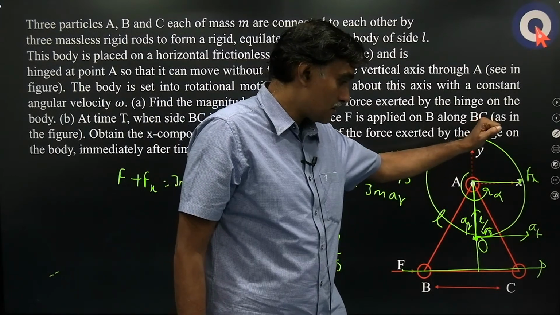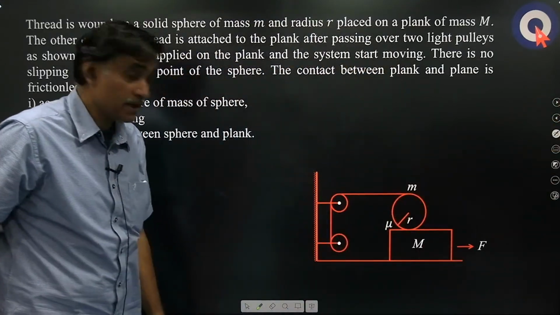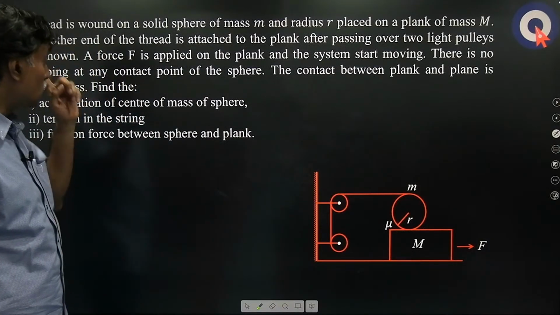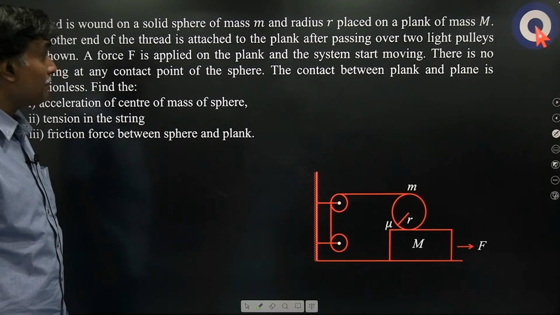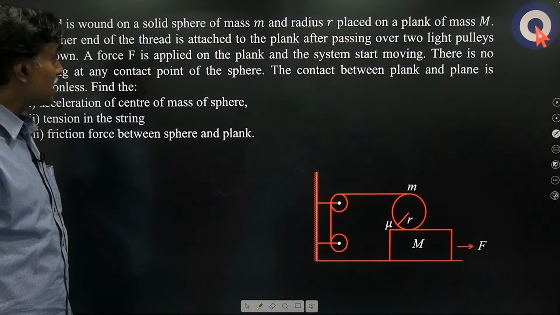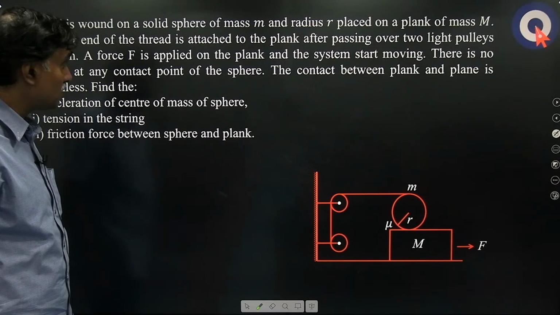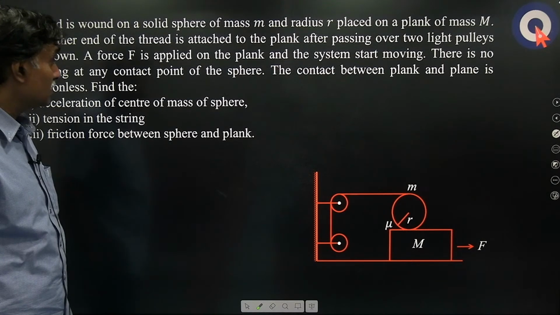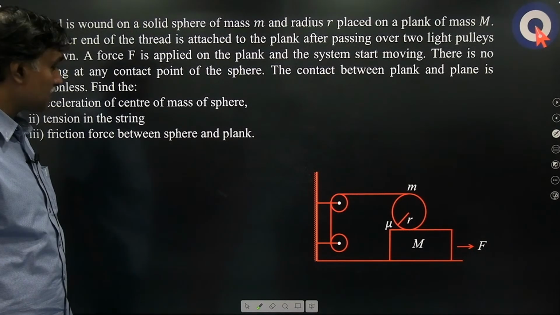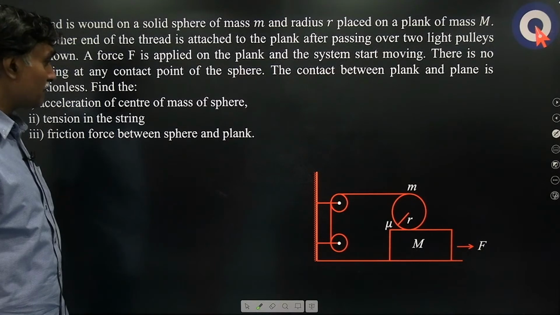Okay, we go to next question. Thread is wound on a solid sphere of mass small m and radius small r placed on a plank of mass capital M. The other end of the thread is attached to the plank. After passing over two light pulleys as shown, a force capital F is applied on the plank and the system starts moving. There is no slipping at any contact point of the sphere. The contact between plank and plane is frictionless. So, there is no friction here, but there is friction here. Find the acceleration of center of mass of the sphere.